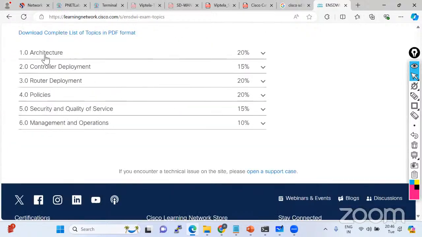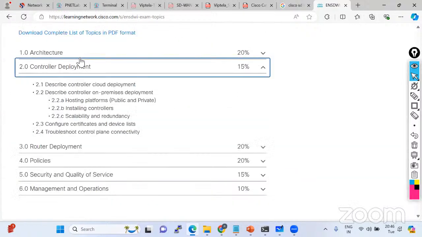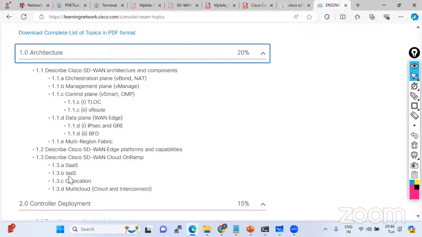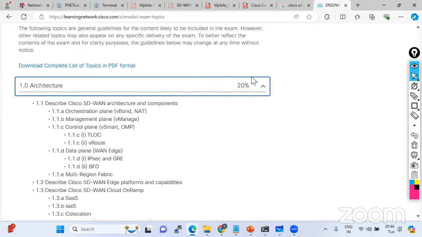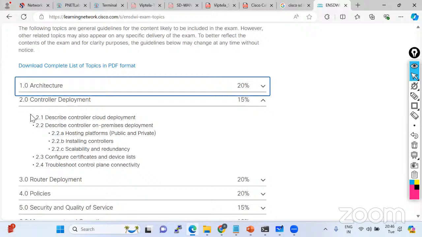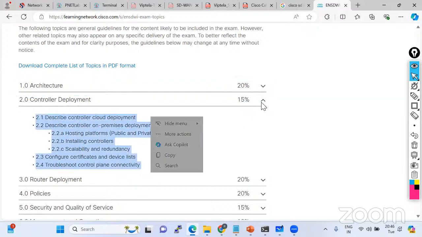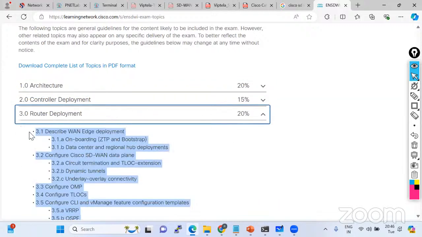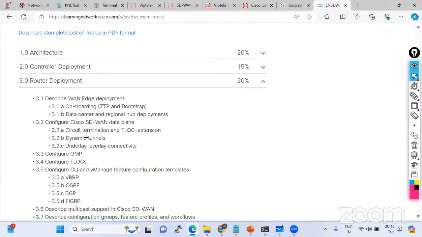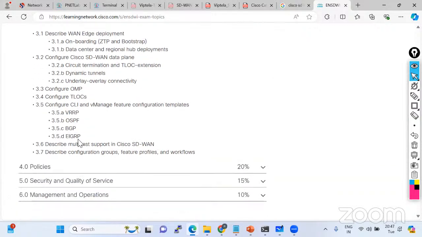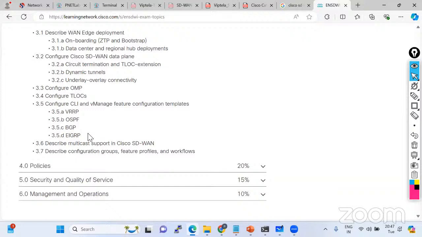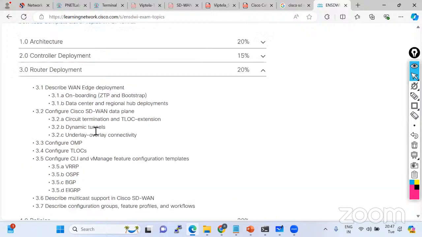So you can see they are having the architecture deployment. You can see exactly the same architecture. You have to understand a lot of things we have, right? We have the controller deployment. So the entire controller deployment, we'll see how it is going to happen, how the router deployment is going to happen, what is the DTLS process, what is the Cisco configuration, data plane or control plane, TLOC extensions, OMP, VRRP, HSRP. We'll understand what they mean. HSRP is not supported in this SD-WAN solution, and EIGRP, BGP, OSPF, right?